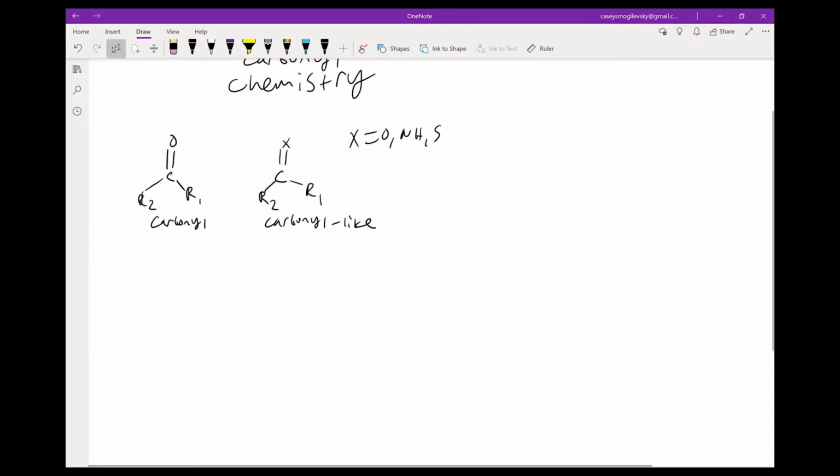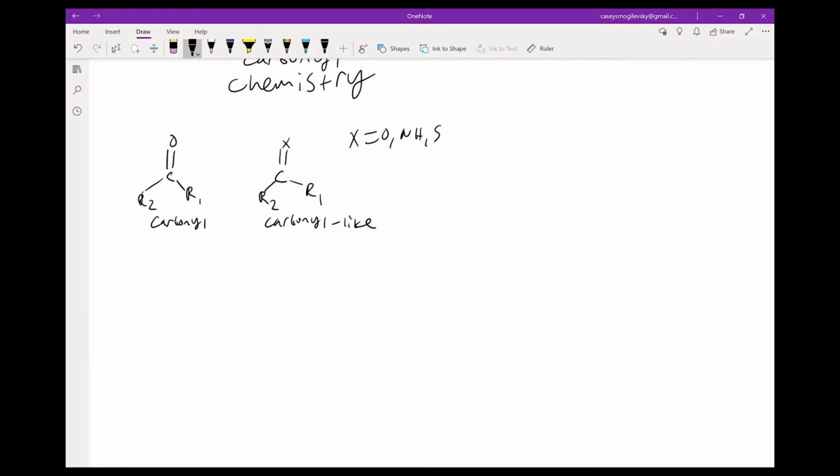Okay, so why does it happen like this? Why do these carbonyls, or these carbonyl-like compounds, have this type of reactivity? Well, it has everything to do with the difference in electronegativity between carbon and these heteroatoms, as they're called in organic chemistry.